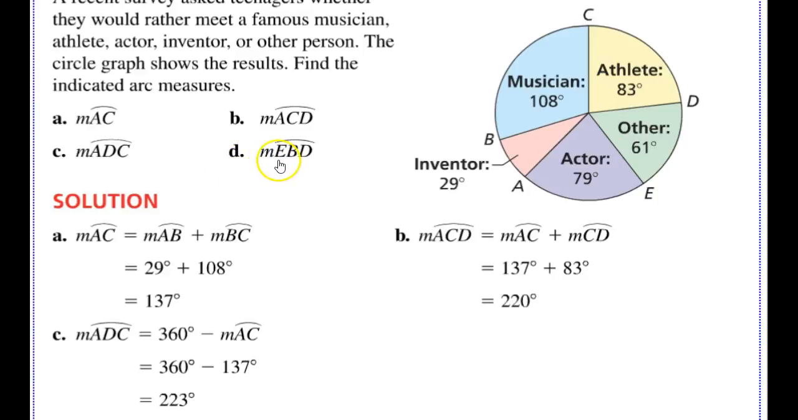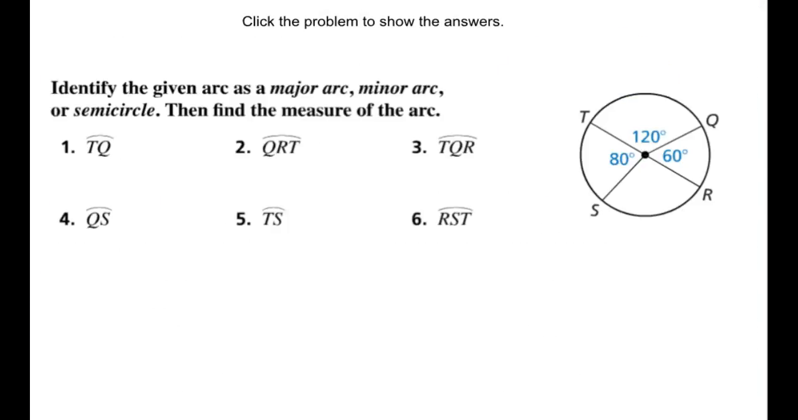So let's look at part D. We're looking for the measure of EBD, all the way around. So I'm going to go ahead and take 360, take my entire circle, and subtract the piece that's left over that I'm not looking at. I could just add all of these together, but I want to do the least that I need to, so there's less room for error. So I can take this 360 minus the measure of arc ED, which is 61, and find that the measure of this major arc is going to be 299 degrees. So here are the first few that I want you to try on your own and see how you do.